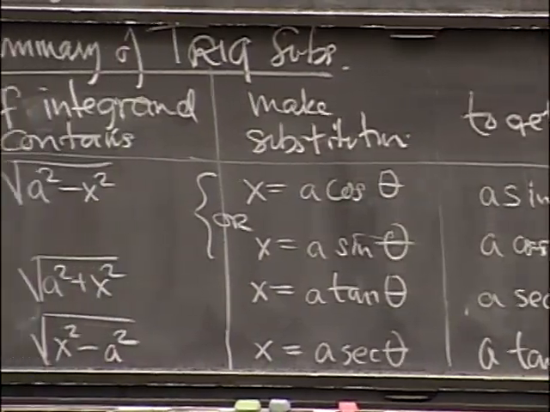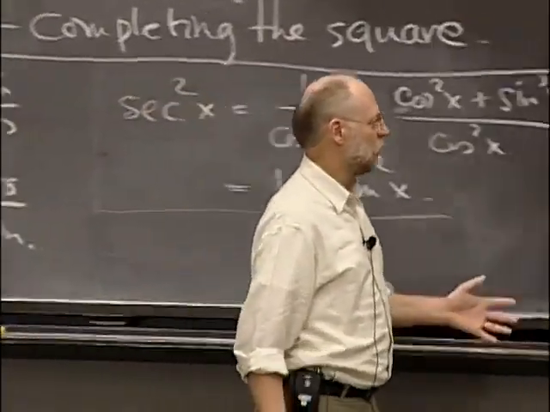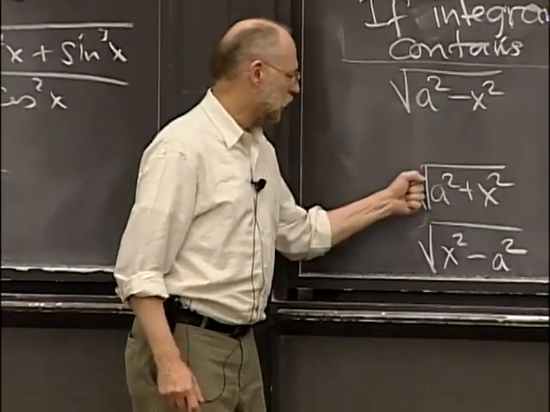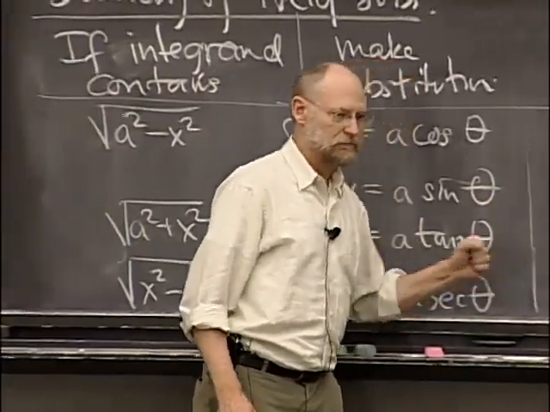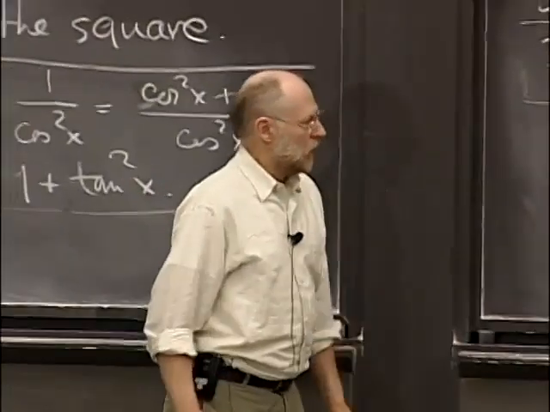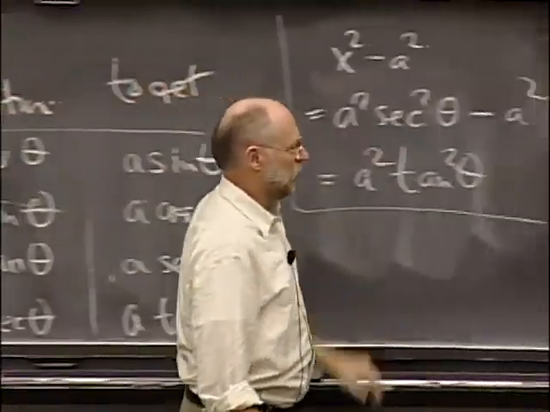So these are the three basic trig substitution forms where trig substitutions are useful, to get rid of expressions like this and replace them by trigonometric expressions. Okay. And then you use this trick. You do the integral if you can, and then you use this trick to get rid of the theta at the end.